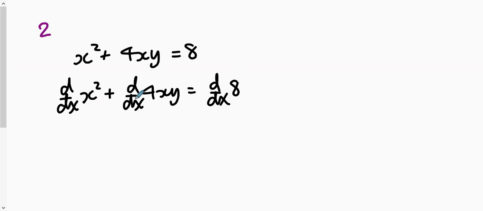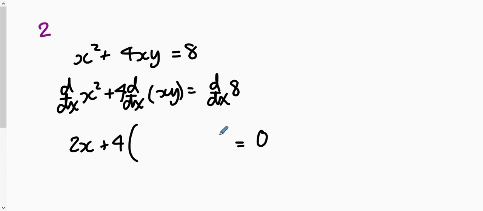Now, what I'm going to do is this constant multiplier here, the 4, I'm just going to move that out of the derivative. It will make it marginally easier, I suppose. So 4 times d by dx of xy. And you can probably see that's going to be a product rule problem. So d by dx of x squared will be 2x. D by dx of 8 is 0. And then we've got plus 4 times the whole of the derivative of xy.